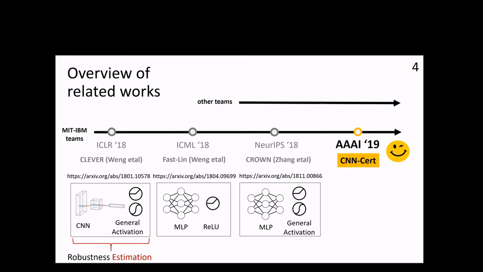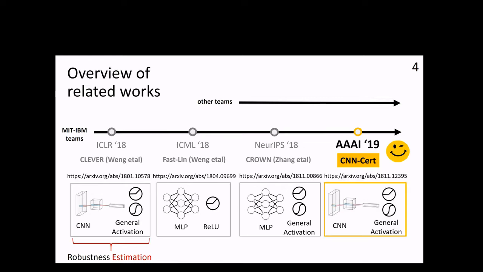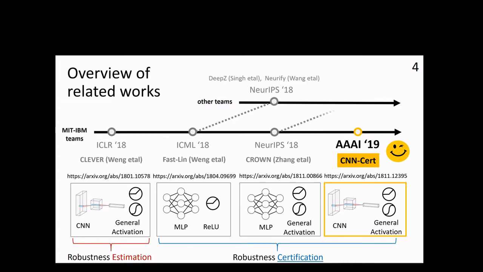This motivates us to introduce CNN-Cert, a framework for certifying robustness on general convolutional neural networks. Like FastLin and Crown, CNN-Cert provides a robustness certificate rather than an estimate. We also note that other teams have developed methods similar to or equivalent to FastLin and Crown, including DeepZ and DeepPoly.